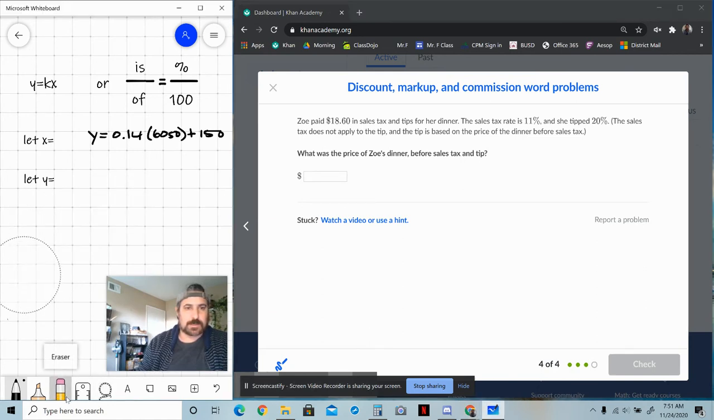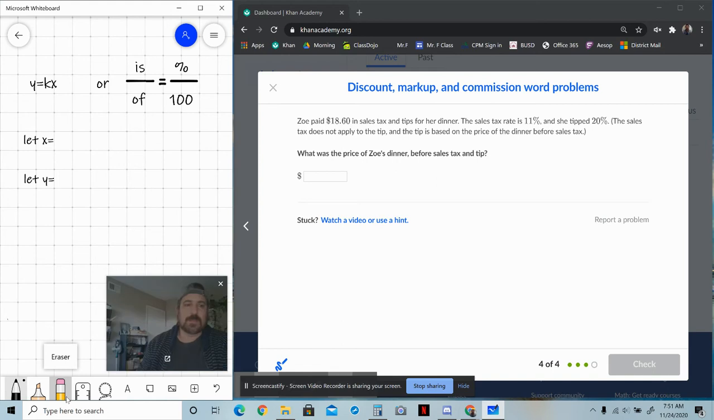Let's see. So Zoe paid $18.60 in sales tax and tips for her dinner. The sales tax is 11%, and she tipped 20%. The sales tax does not apply to the tip, and the tip is based on the price of the dinner before sales tax. So, guys, basically what they're saying is let x equal the price of the dinner, right? The price of the dinner, or the dinner bill, if you will, okay?